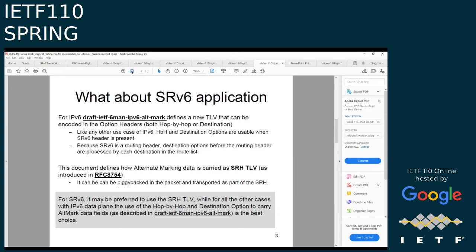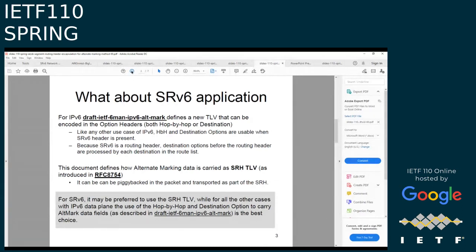And in particular, if we are using destination options before the routing header, the option is processed by each destination in the route list. So by each destination and by each segment ID. So we already have a way to implement the alternate marking for SRv6 by using the destination option before the routing header.